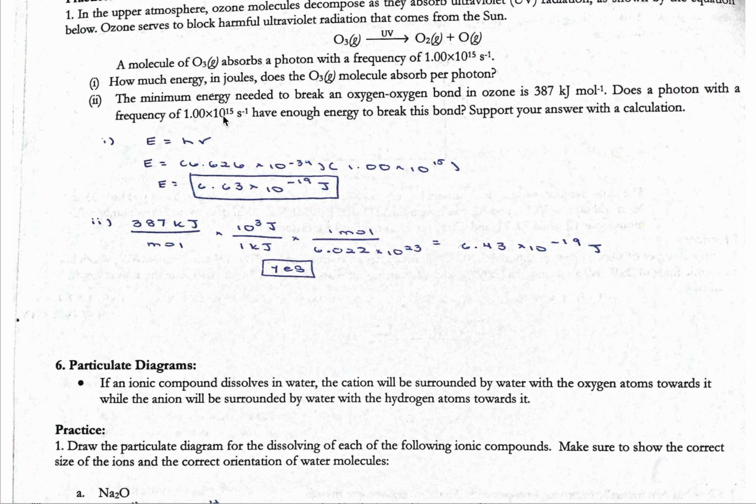So here, for part II, it tells me, hey, it requires 387 kilojoules per mole in order to break this bond. Is this energy enough to break that bond? Well, basically comparing this energy with this energy, I've got to get this into joules per photon in order to compare them. So I'm in kilojoules per mole, I get into joules, then I get into joules per photon by dividing by Avogadro's number. You could have, of course, taken this and put that into kilojoules per mole. That would have been fine too.